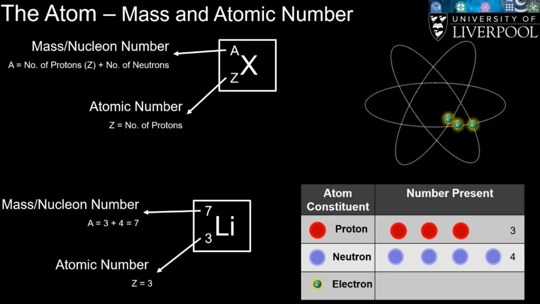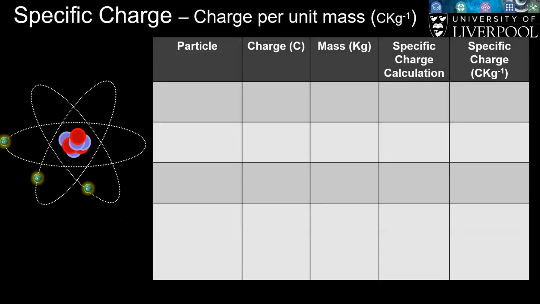The number of electrons will be equal to the number of protons, as this is a neutral atom. Please note, particles do not just drop out of an atom like this. This is simply to help us visualize the numbers. It's important to consider the specific charge on particles and nuclei.